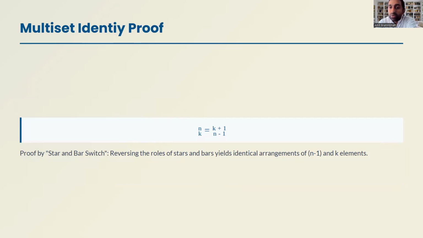Remember, to choose a multiset of size k from n categories, we arrange k stars and n minus 1 bars. What if we simply swap the roles of stars and bars? If we treat the bars as our chosen items and the stars as our dividers, we are now choosing n minus 1 items from k plus 1 categories. Because the physical arrangement of the symbols remains identical, the counts must be equal.